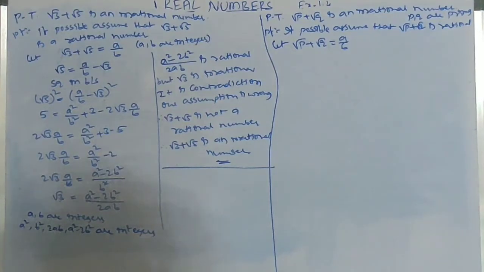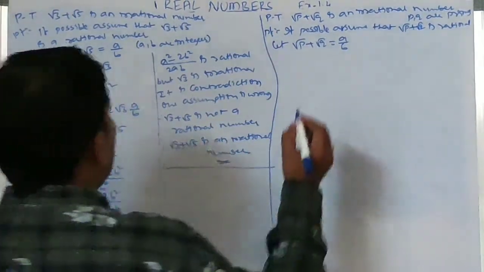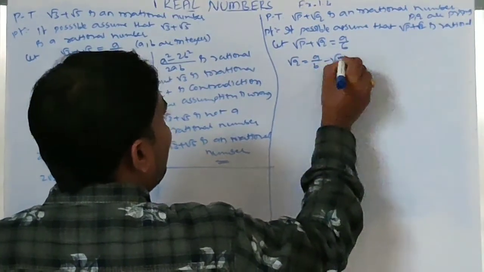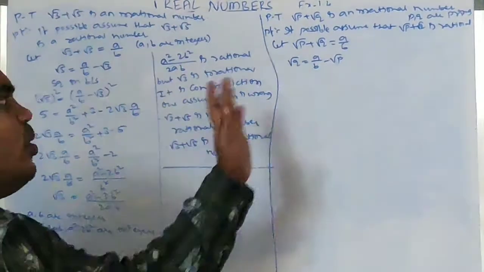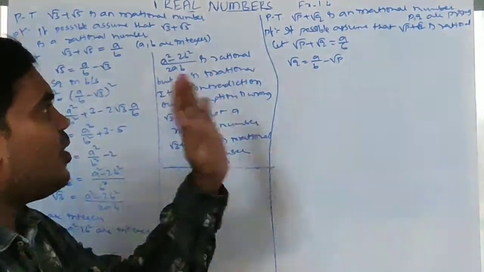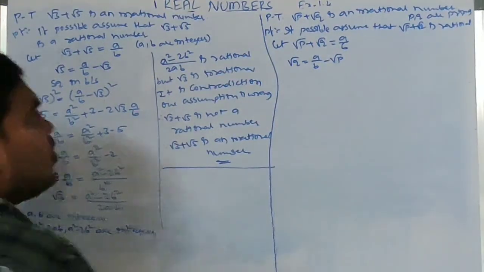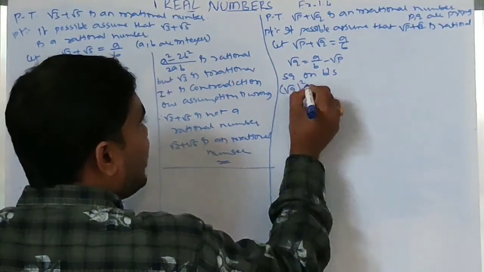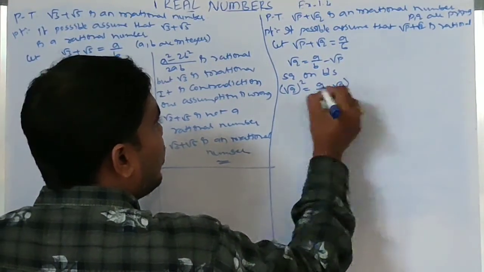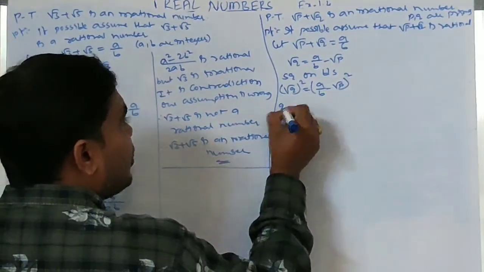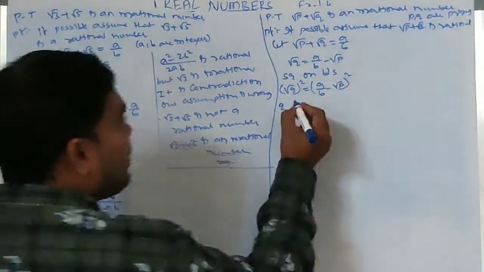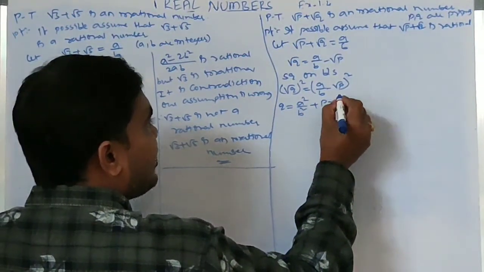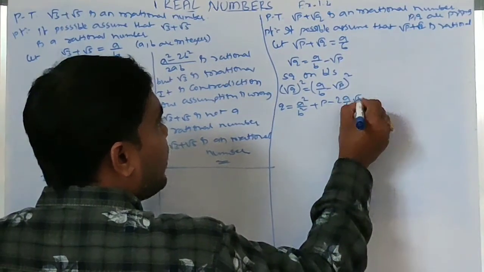Next, bringing one term outside. Root p equals a by b minus root q, or root q equals a by b minus root p, whichever you take. So squaring on both sides, root q whole square equals a by b minus root p whole square. Root q whole square is q. A by b whole square is a square by b square. Root p whole square is p, minus 2a by b root p.